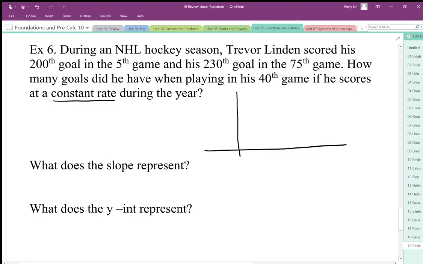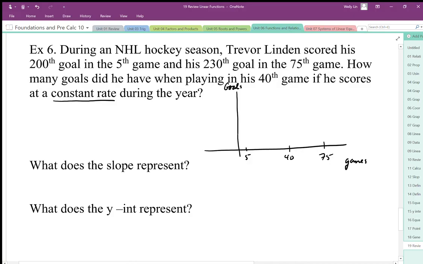So I'm just going to graph this here. At the 5th game, maybe the 5th game is here somewhere. Actually, maybe I should scale that a little bit differently. Let's say 75 games is here. So 40 games is somewhere around here, and 5 games maybe somewhere around here. Okay, so the number of goals is dependent on the number of games. So games is along the X, that's our input, and goals is our output, or along the Y.